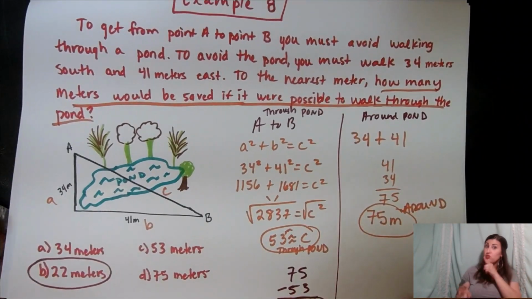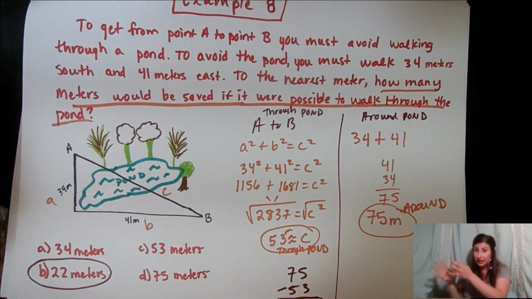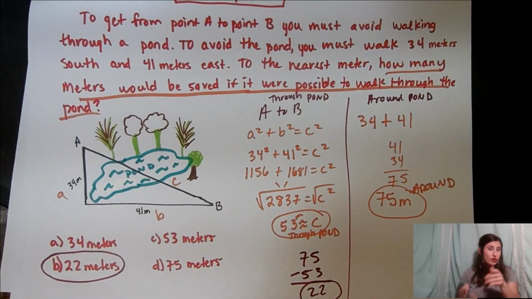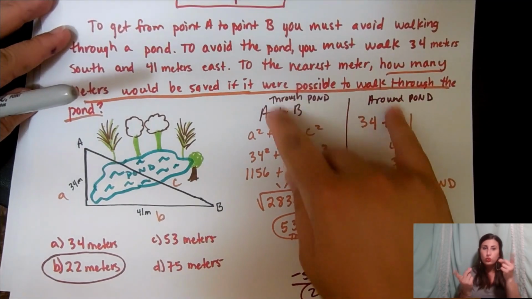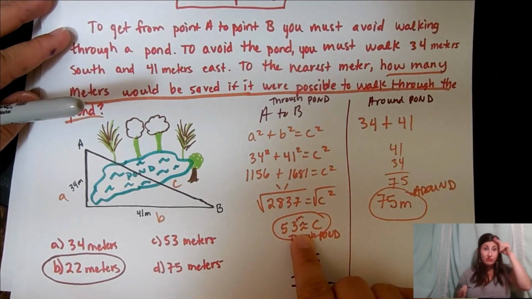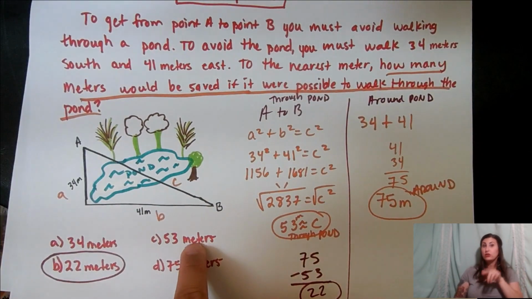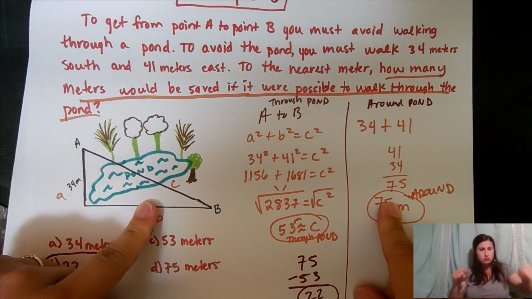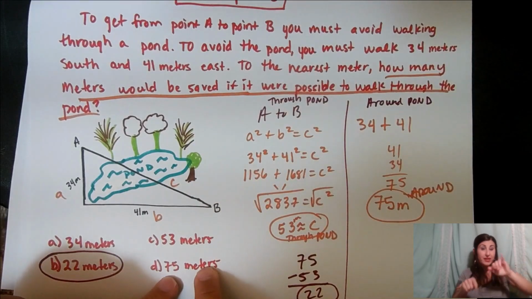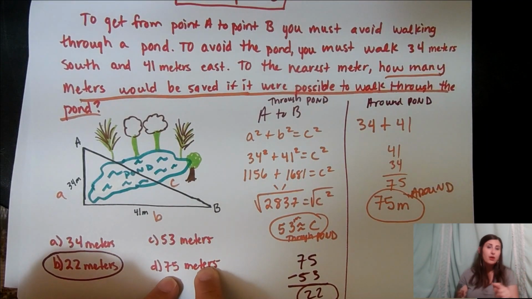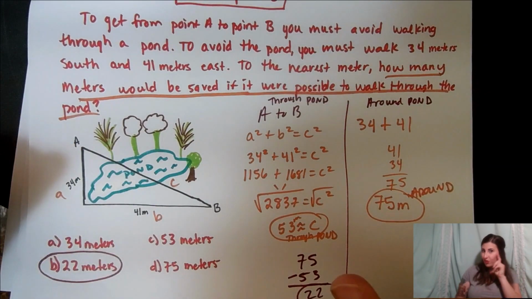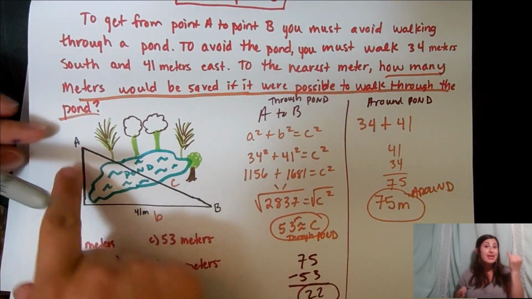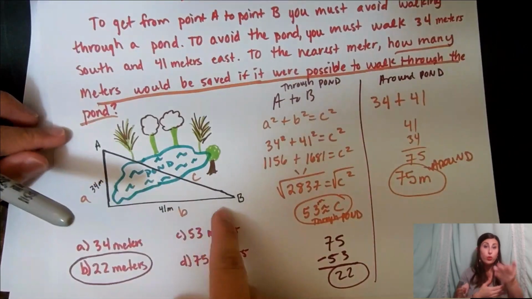So it's very important to read the question from beginning to end and make sure you know what the question is asking you to do. Because if I had just done the Pythagorean theorem, I would have said 53 was my answer. Or if I had just thought about walking around it, finding that distance, that was one of the options too. But that's not what it was asking. It was asking how many meters would be saved if it were possible to walk through the pond.